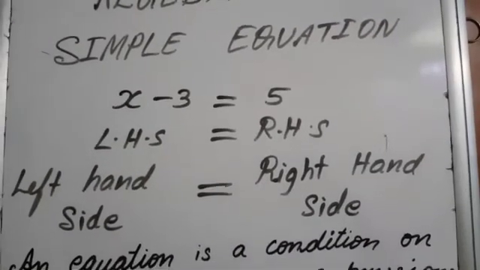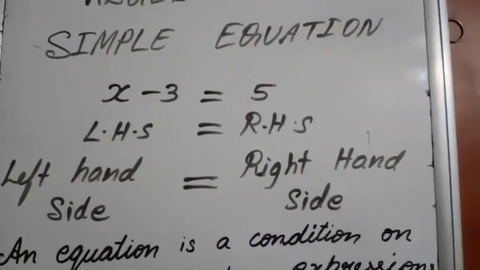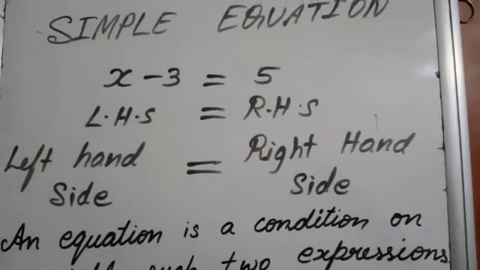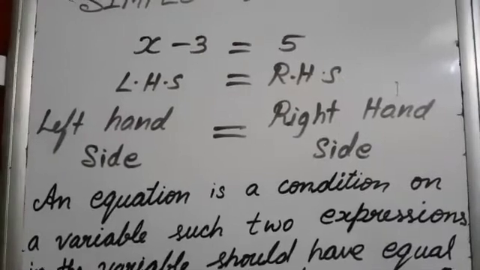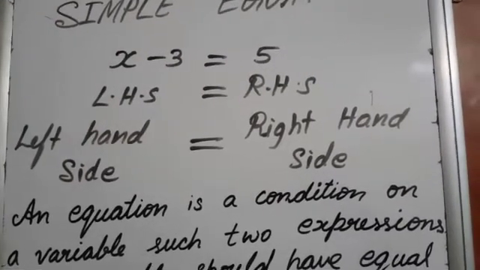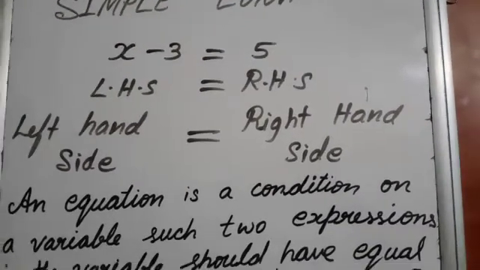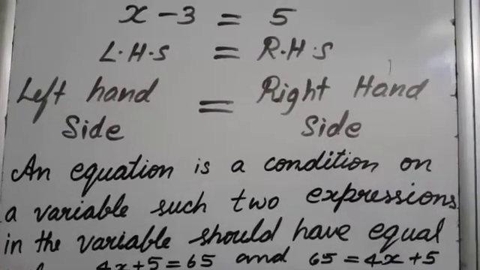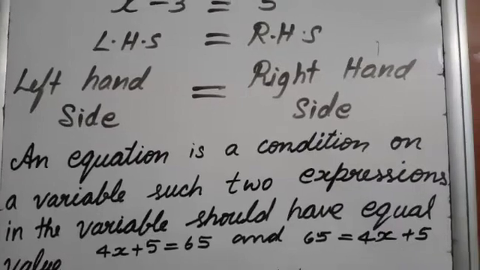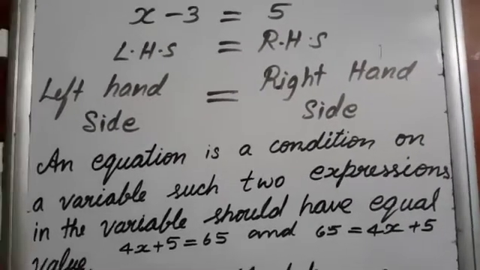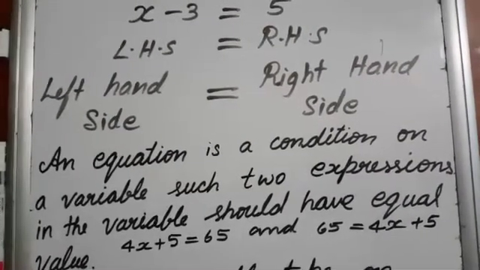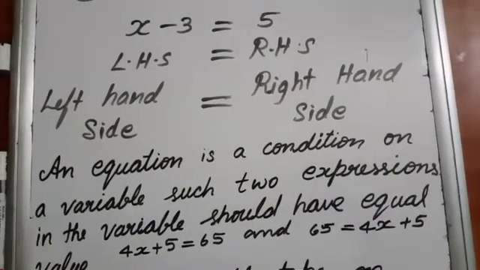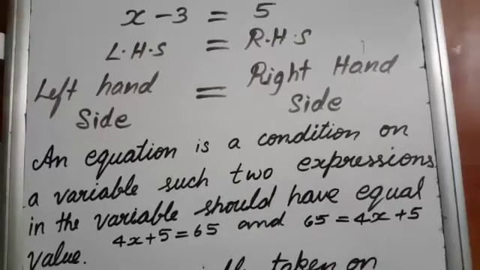Now what is an equation? An equation is a condition. It is one of the conditions on the variable. That condition must be on a variable. Such two expressions in the variable should have equal value. An equation is one of the conditions on the variable. The condition will be on the variable. Such two expressions you will get in the variable should have equal value.